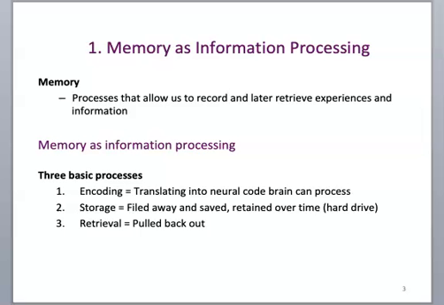So memory is defined as processes that allow us to record and later retrieve experiences and information. So there's two parts to that: recording it and encoding it, and then later retrieving it. Encoding involves translating information into a neural code that the brain can process. Storage is filed away and saved somewhere. It's retained over time, kind of like a hard drive. And then retrieval, where the information is pulled back out when it's needed.